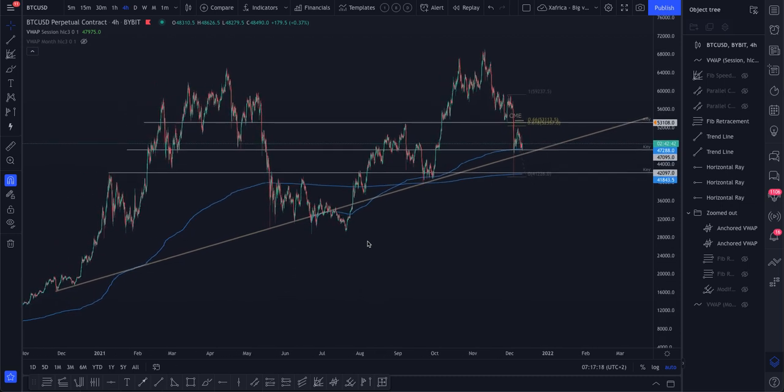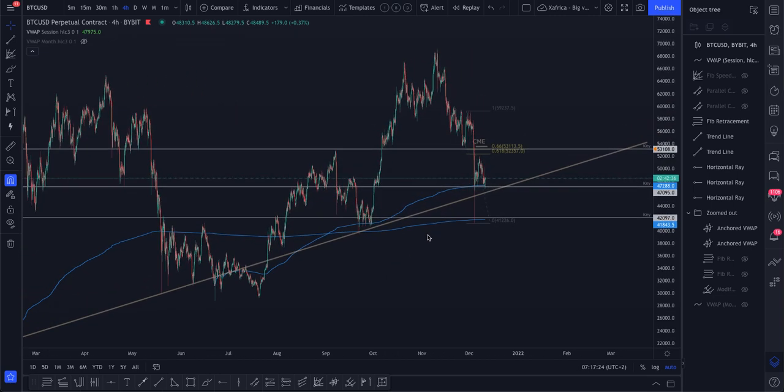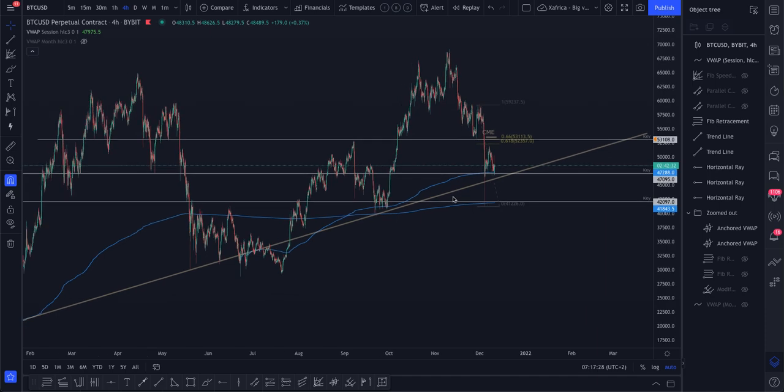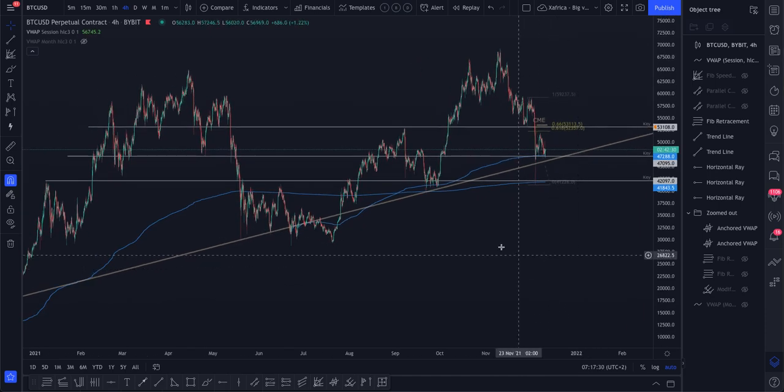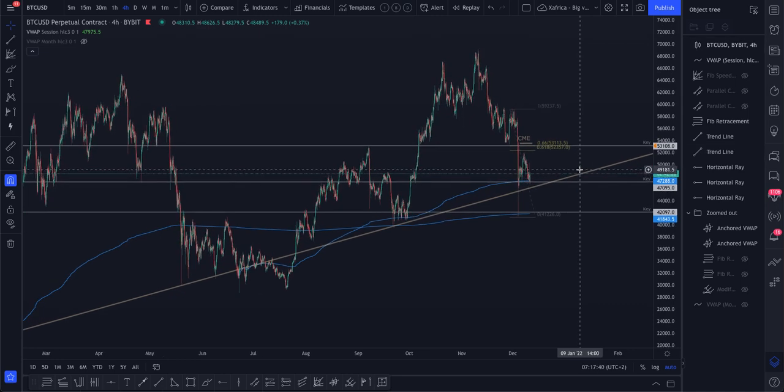Zooming out on the 4 hour, we've still got this important trend line that's holding, and then we've got this key level that I've put in here that's also holding quite well. You can see from basically the beginning of the year, it's been quite a crucial level, that key level that I've marked there. Then there are two other levels.